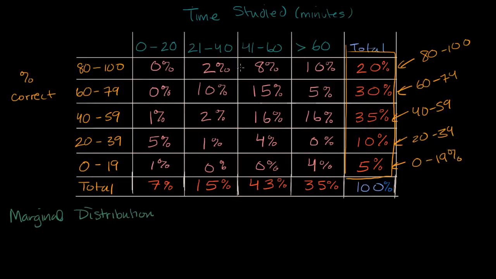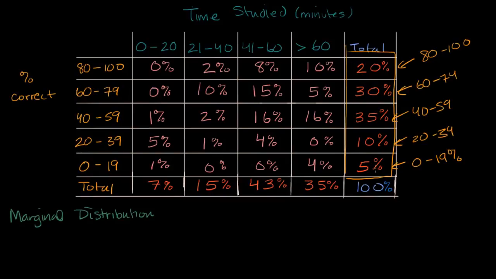All we did is we totaled up each of these rows. And notice, these now add up to 100. This describes the distribution of the scores in my class. If someone were to just give you this column, you would say, okay, 20% of my students got 80 to 100%. You don't know the breakdown by how much they actually studied. You would say 5% got between 0 and 19% on my test, but you wouldn't know the breakdown of that 5% based on how much they studied.